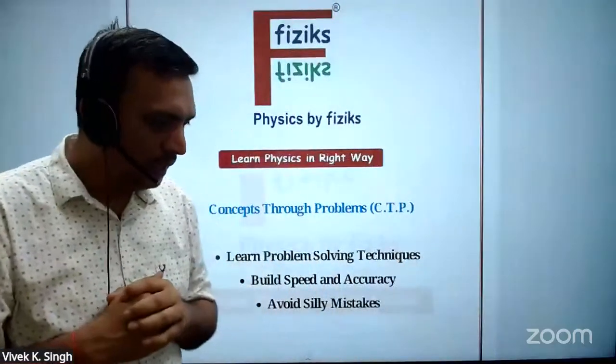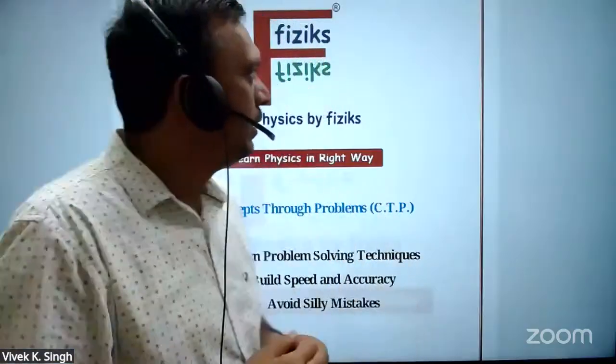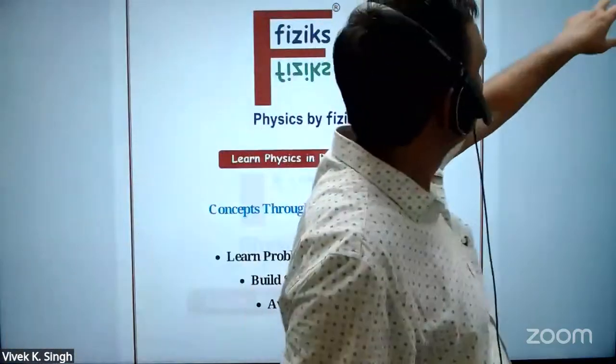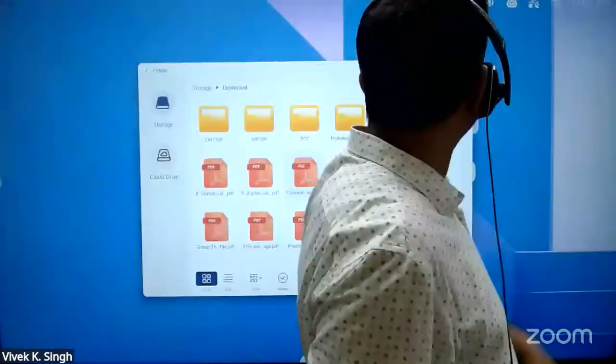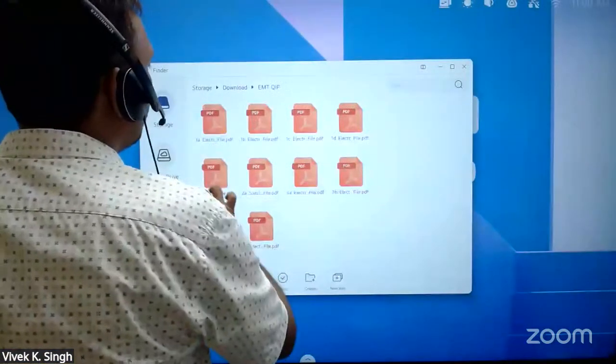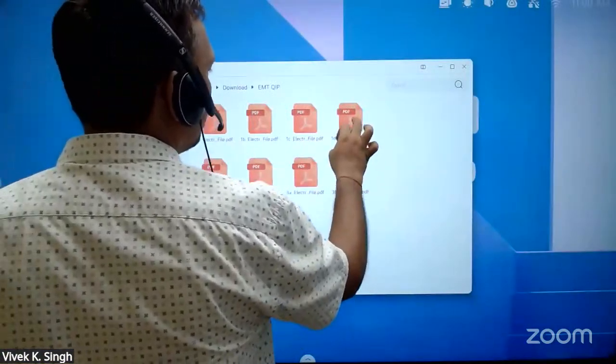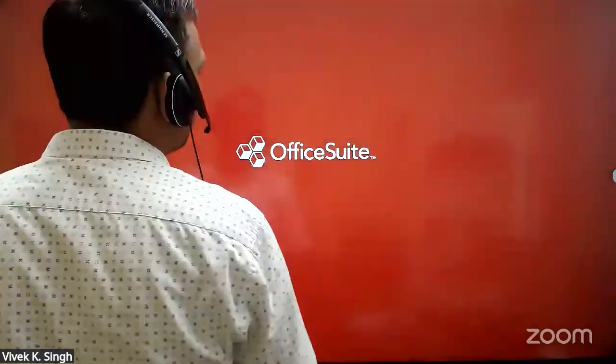And in this C.T.P series, we are going to focus on the concept of electrostatic energy. That is the part of electricity and magnetism, or E.M.T. So we will see the concept of electrostatic energy, and then we will solve some problems related to that concept. So let's see. We will talk about electrostatic energy.